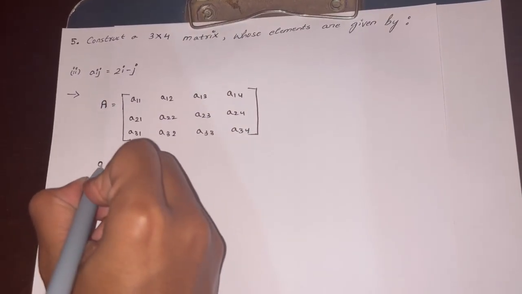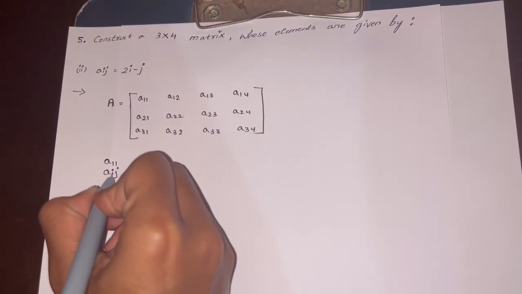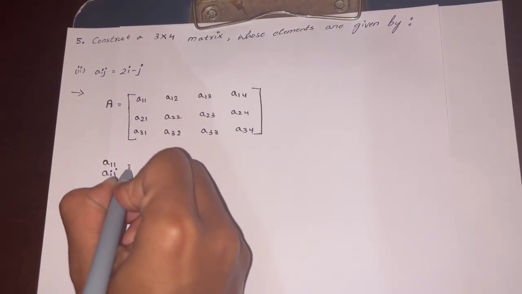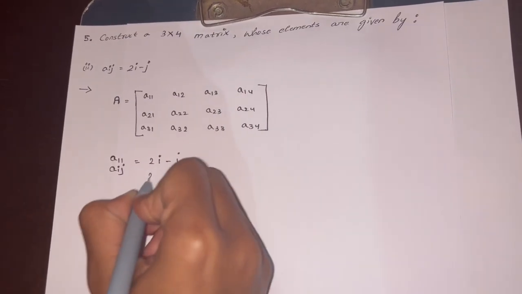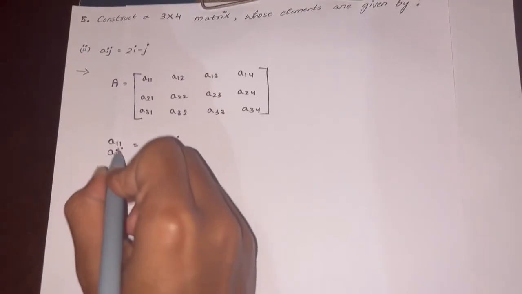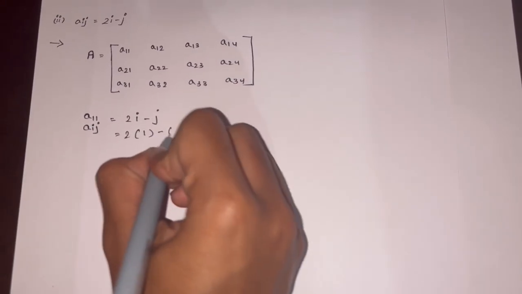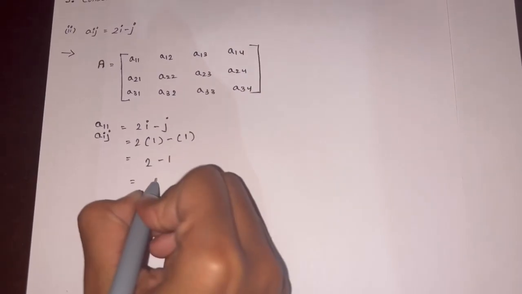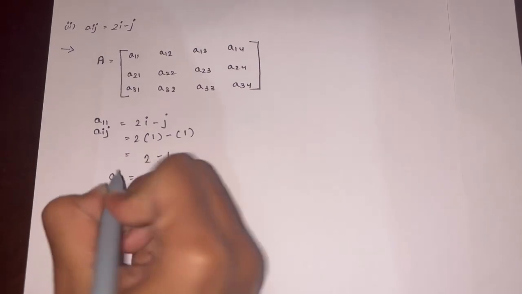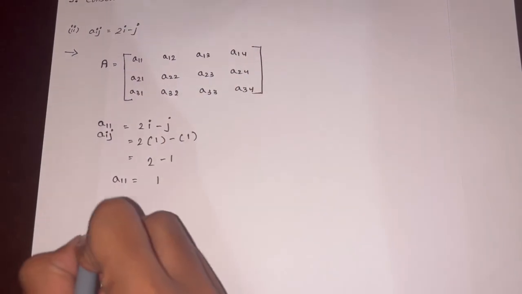So let's do it for A11. We have to replace this with i and j. i will be 1 and j will be 1. Let's do it. Writing the question again. So here in place of i there will be 1 minus, in place of j again 1. 2 ones are 2, minus 1, which is 1. So A11 is 1.